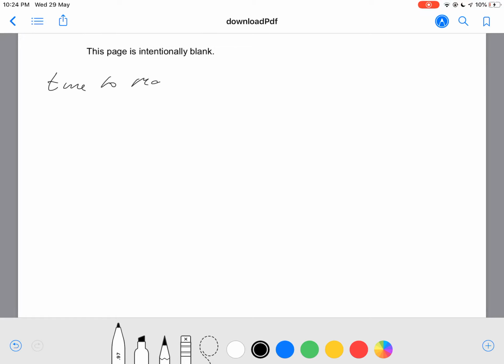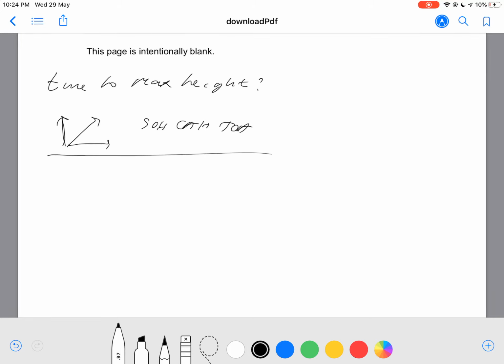First, time to max height. In this type of question, the question is going to ask you how long will it take for the ball to reach the maximum height? Again, they're going to give you the vector diagram. Using SOHCAHTOA, you will find the vertical velocity. So in this type of question, how long will it take to reach the maximum height?